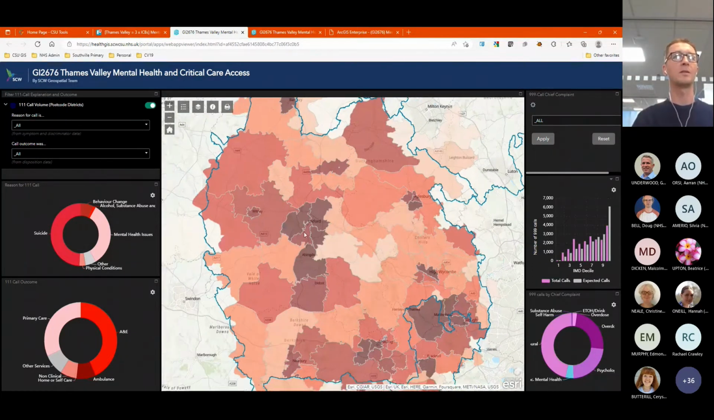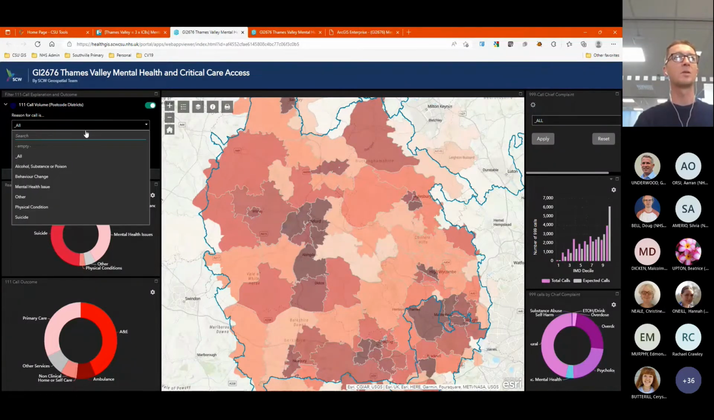So this gives you the overall picture, but this map also features a filter up in the top left, so you can delve into the data, very much as you'd be able to do if you had a spreadsheet with categories and a filter at the top. So what we can do is delve into what the reason for the call is.